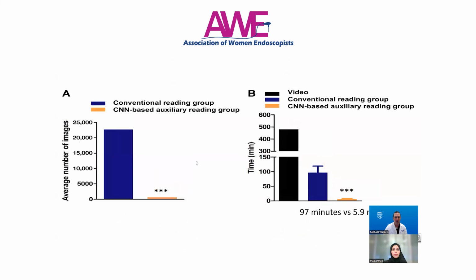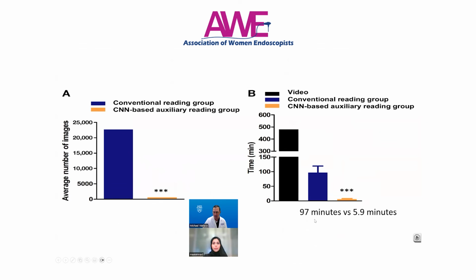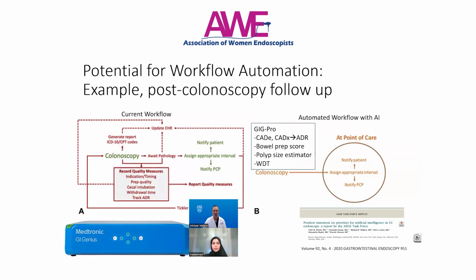But what was really most remarkable was the time savings. It filtered down more than 20,000 images on the raw capsule reading to a very small number of relevant images, less than 100. And most importantly, it reduced the reading time from an average of 97 minutes for an endoscopist to 5.9, again, without reducing any accuracy.